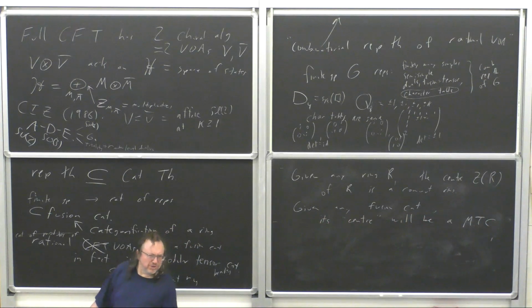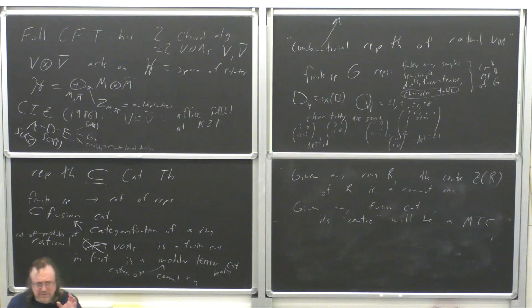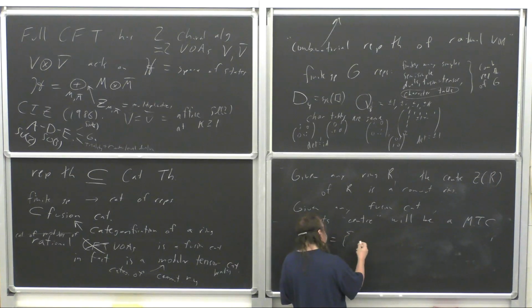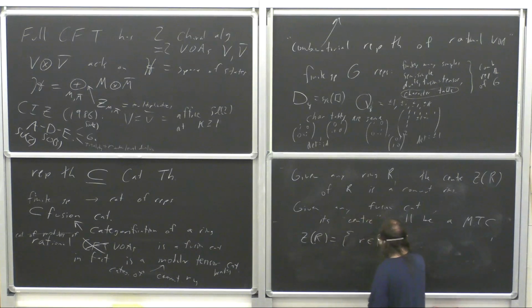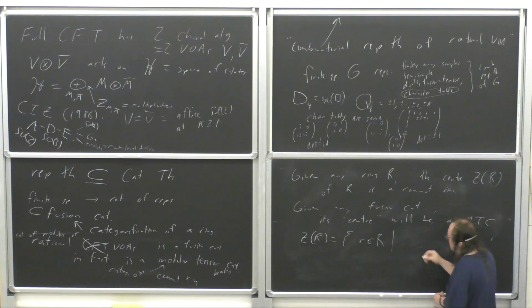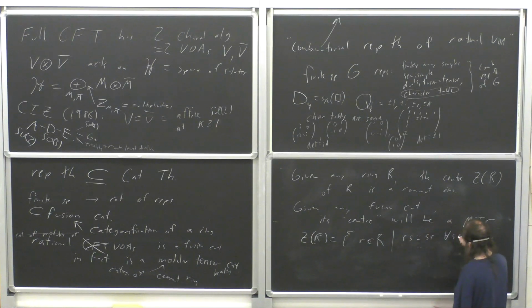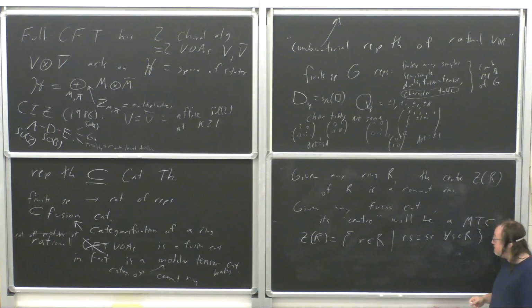Well, what does center of a ring mean? Center of a ring means the set of all elements. Maybe I should write this down. So the center of a ring is equal to all elements, let's call it little r, so all elements little r in our ring such that r times s equals s times r for all s in the ring. I think we'd all agree that that's what the center of a ring means.